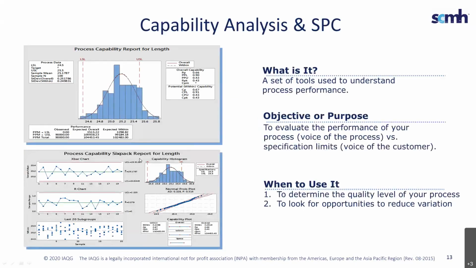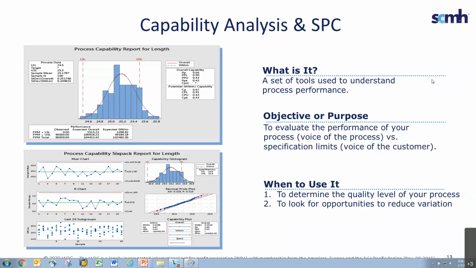But today what we're going to talk about, as I mentioned, is capability and process control, also called SPC. In general, when we run a process capability, we should always run a process control check to make sure that we understand that the variation we're seeing is predictable over time. Otherwise, we won't be able to trust our process capability. Now, what is process capability? In general, it's a set of tools that we use to understand whether or not our process is capable.